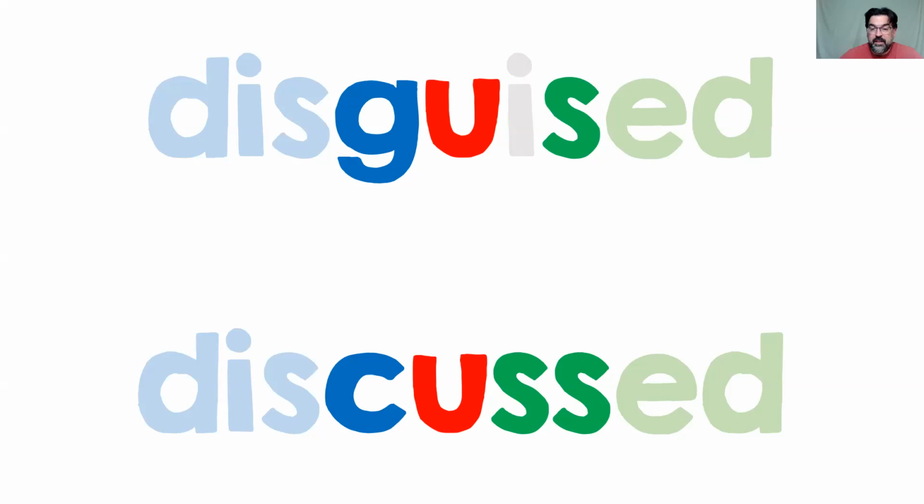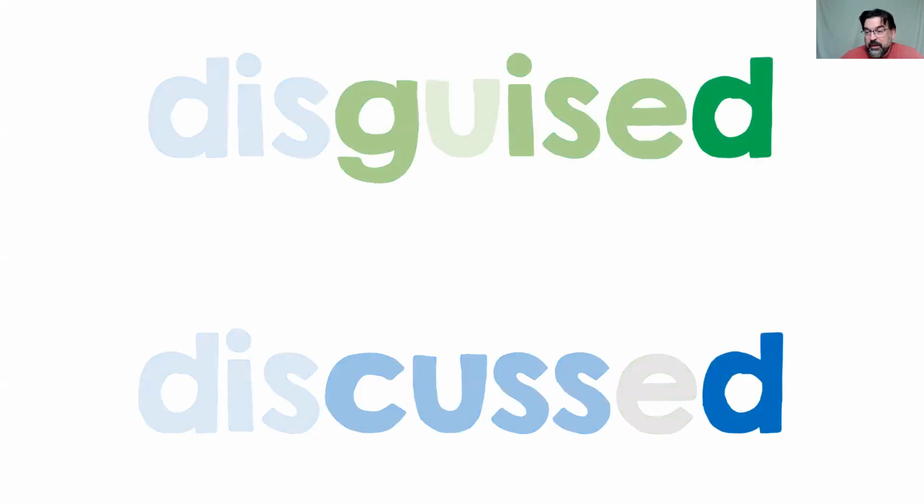So up top, disguised, you can see how that might be disgusted. But again, there's that I. So the middle syllable, guys, up top. Down below is cuss, discussed. And look at the D at the end. This is another reason these words can be confused. When you add an ED to a word, that ED can have 3 different sounds. If you haven't learned this already, there are 3 different sounds.